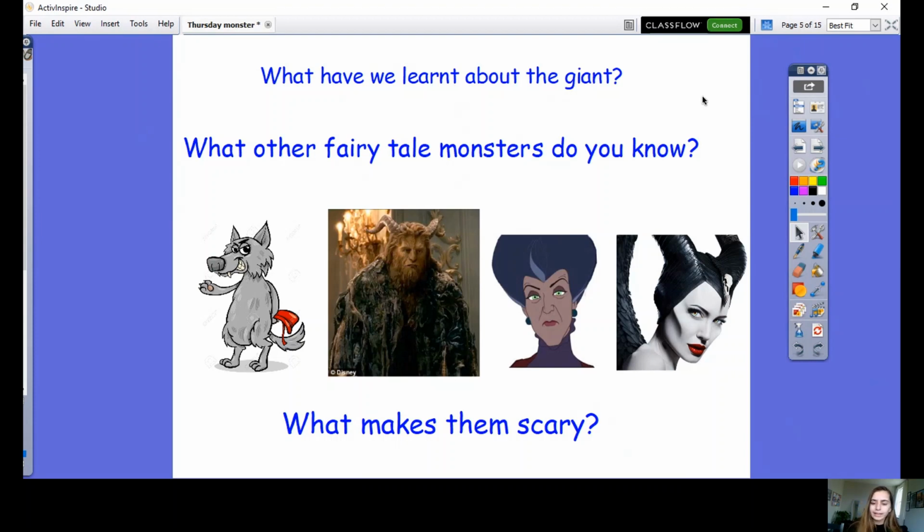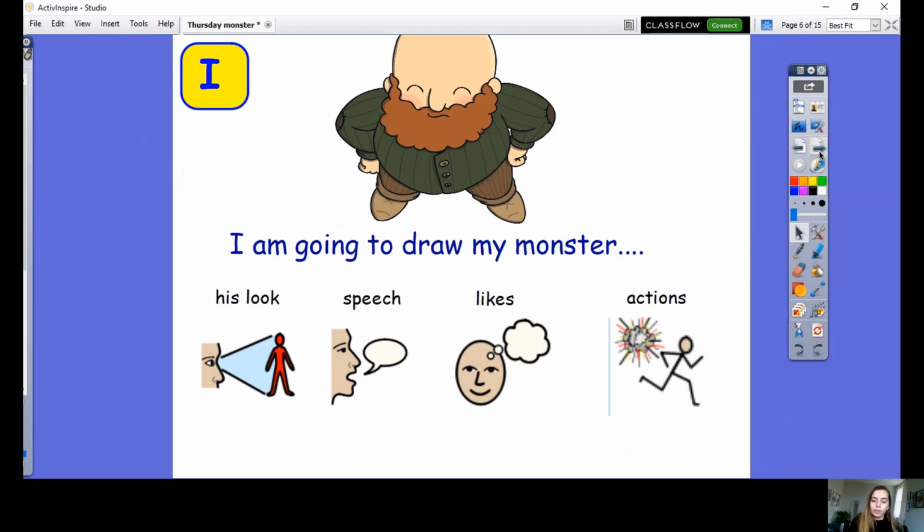So what makes them scary? There are lots of things that make them scary. Not only the way they look, but the way they act, maybe what they say, the way they talk. Maybe what they like to do is quite scary. So it's lots of different things. So we can use all these ideas from our giant in Jack and the Beanstalk and all these other fairy tale monsters that you know to create your monster.